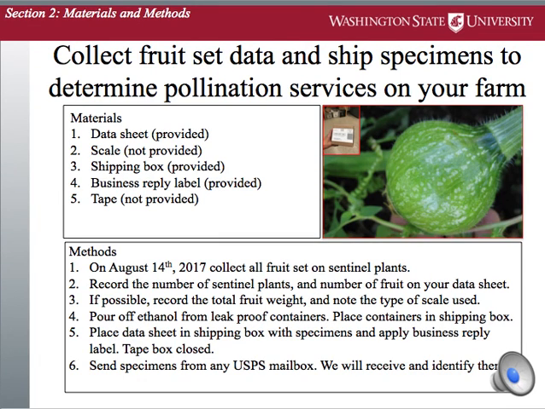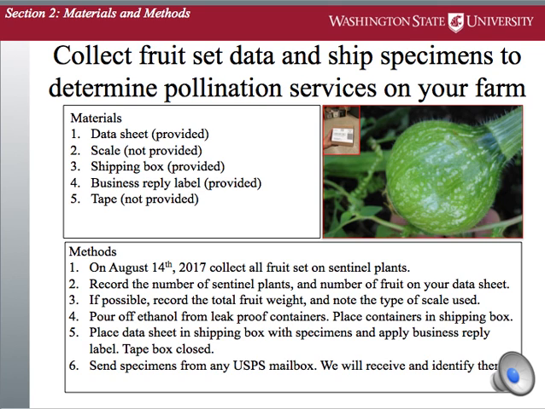Okay, so the last thing you need to do for the project is collect your fruit set data and ship your specimens to determine the pollination services on your farm. So 2 weeks after the start of the experiment, on August 14th, you're going to collect all of the fruit set data from the sentinel plants. And so on your data sheet, record the number of sentinel plants that you're collecting the fruit from and the number of fruit that you collect. And then also you'll be recording the total fruit weight and noting the type of scale that you've used.